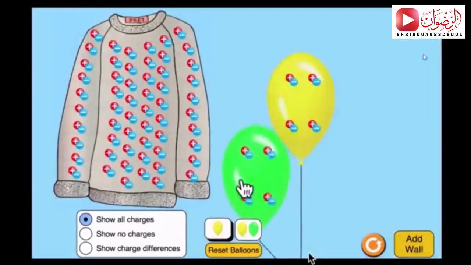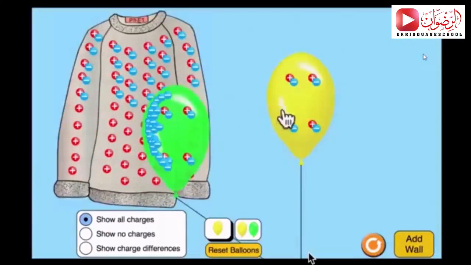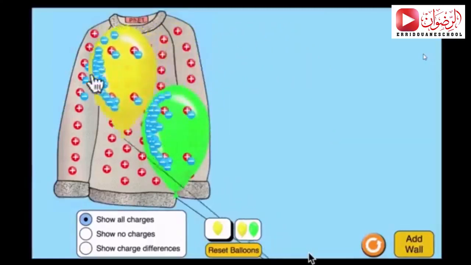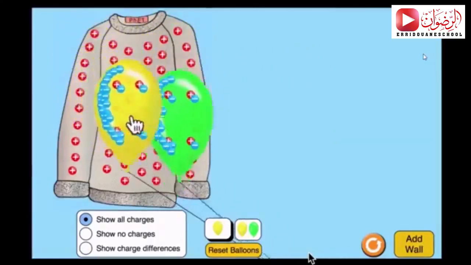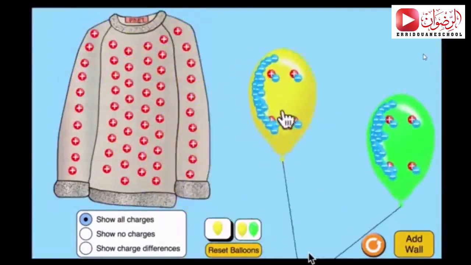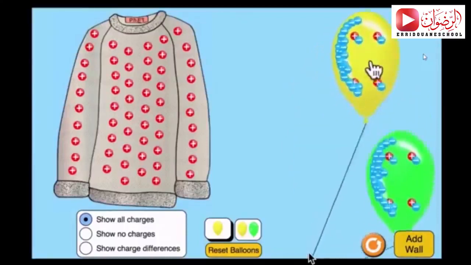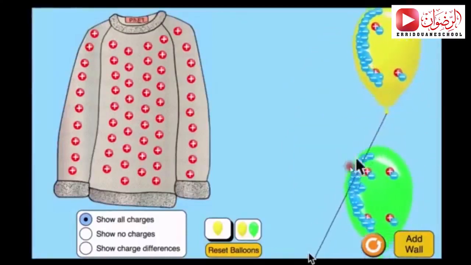Let's get two balloons now and remove the wall. Let me add negative charges on this green balloon right here, and now let me add more negative charges on this yellow balloon. What's going to happen? As I move that balloon next to the other balloon, these are like charges, and so you can see that they're repelling each other, and it eventually would like to go back to that sweater.